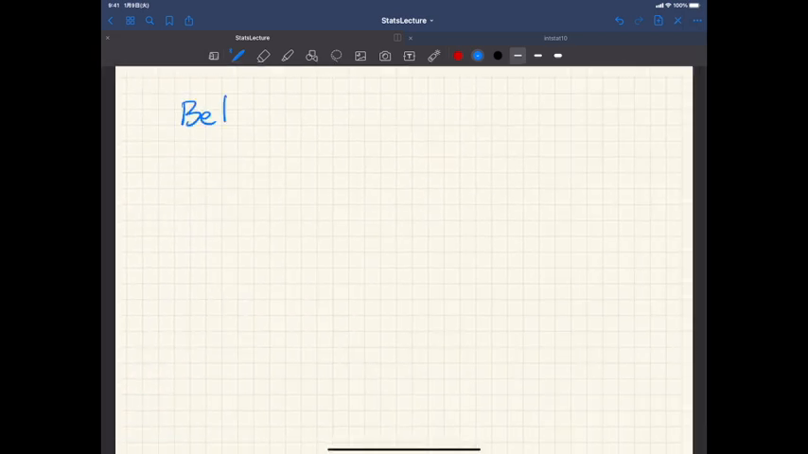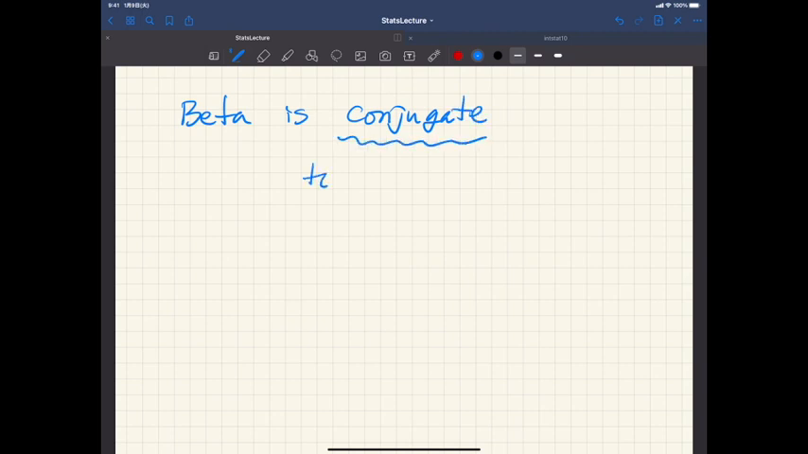Beta is conjugate to the binomial distribution. There are many such examples, and we will see some of them later.